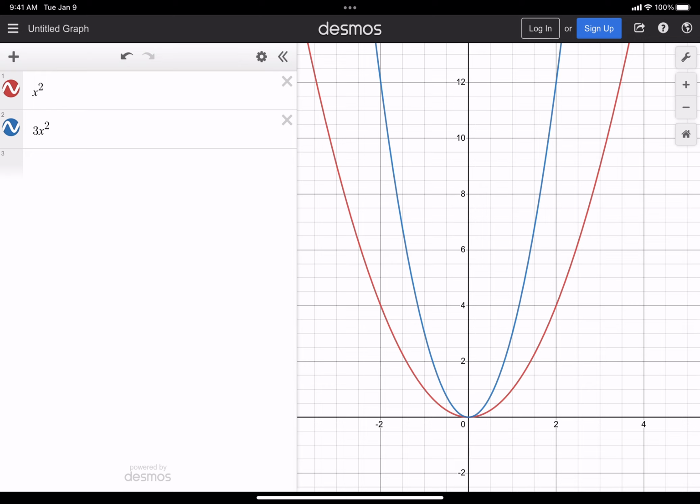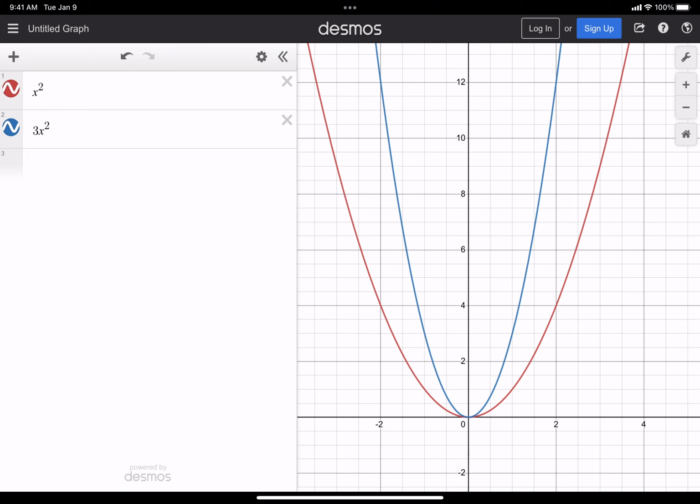So let's take a look at this point here on the graph of x squared. It's the point 1, comma 1. If I were to stretch this by a factor of 3, instead of having the point 1, comma 1 on the graph, I'm going to instead have the point 1, comma 3, because I took the height, which was 1, and I multiplied it by 3. So that takes us to 3, right?